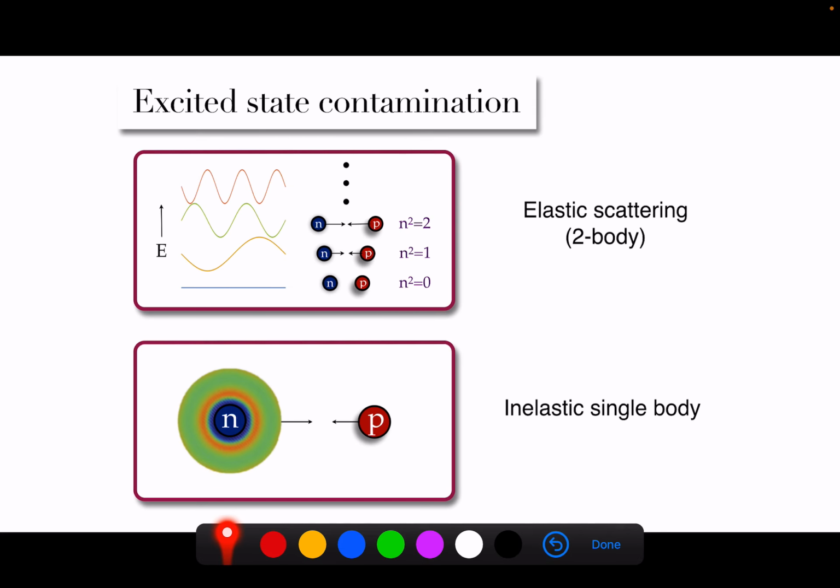And we can also have combinations of the two, so we could have an excited neutron scattering from a proton in the n² = 1 scattering momentum.